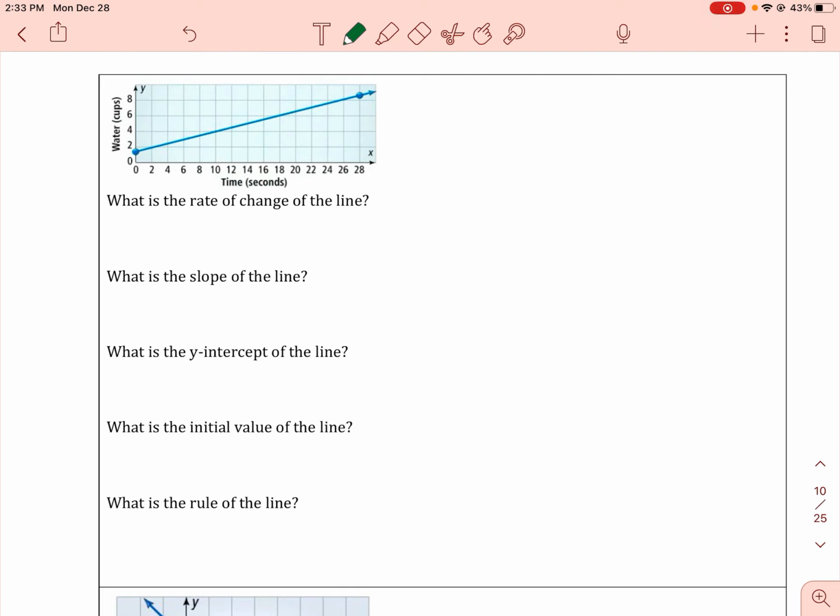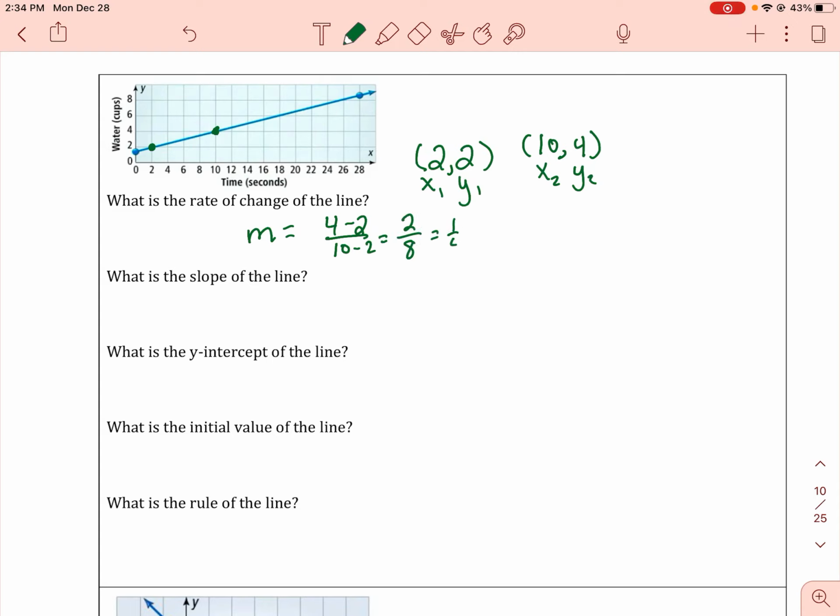Here we go. What is the rate of change of the line? Rate of change of this line. And these dots aren't really nice dots. So here I'm going to look and find my own points. Here and here. And the coordinates 2, 2. And remember, each coordinate has one x and one y. And the right coordinate is 10, 4. And remember, 10 is my x, 4 is my y. So for my slope, it's change in y over change in x. I get 2/8, which is 1/4.